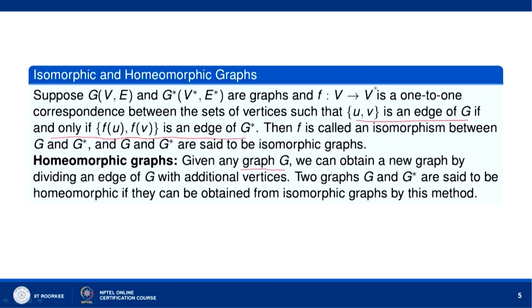Given any graph G, we can obtain a new graph by dividing an edge of G with additional vertices. Two graphs G and G* are called homeomorphic if they can be obtained from isomorphic graphs by this method. So, if we are given a graph G, we can obtain a new graph by dividing an edge of G by adding vertices. Now, by this method we mean adding vertices.